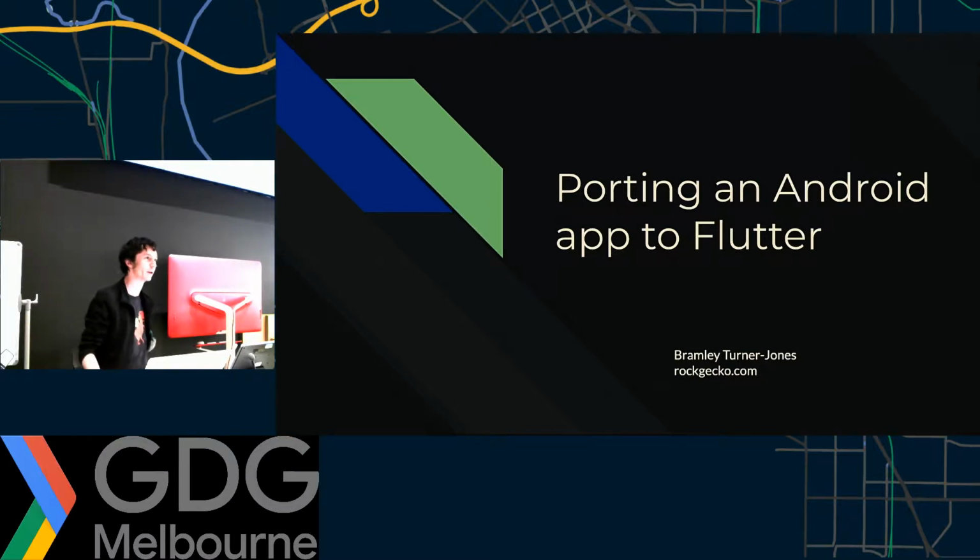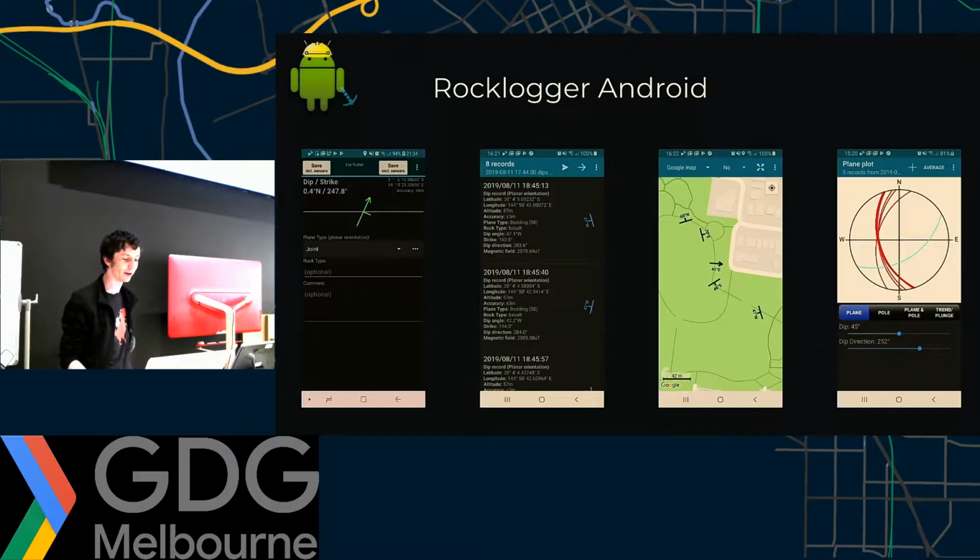So I'm going to be talking about porting my first ever Android app to Flutter. Rocklogger is an app that I made about 8 years ago at the suggestion of my dad, who's a geologist. It's for geologists to measure the angle and orientation and position of rocks that stick out of the ground. You put the phone on a rock and it will measure the plane, the slope, the position, the angle, and the compass and the GPS position of the rocks.